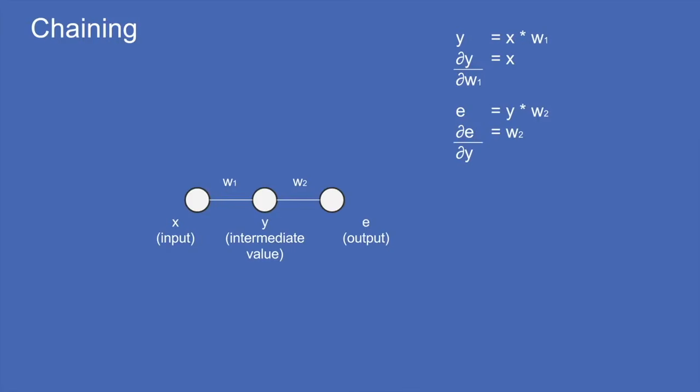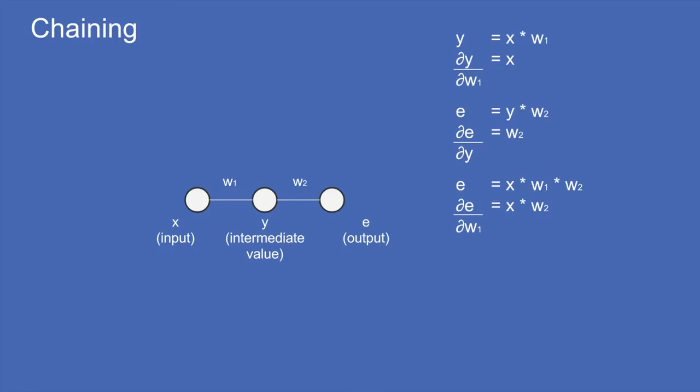Similarly, for the next step, we can see that e is just the value y times the weight w2. And so when we calculate dE/dy, it's just w2. Because this network is so simple, we can calculate from one end to the other. X times w1 times w2 is the error e. And so if we want to calculate how much the error will change if I change w1, we just take the derivative of that with respect to w1 and get x times w2.